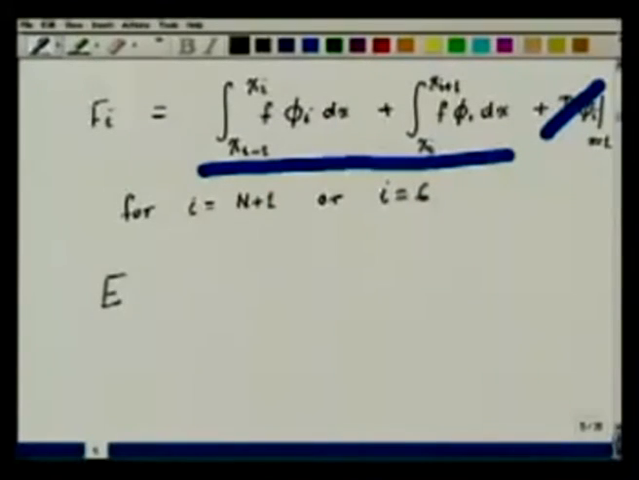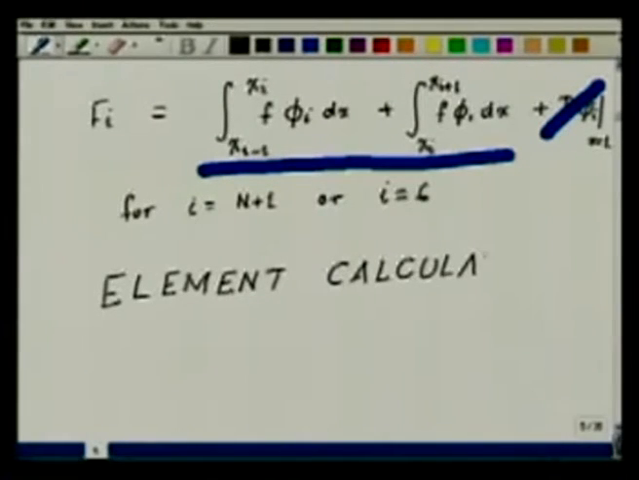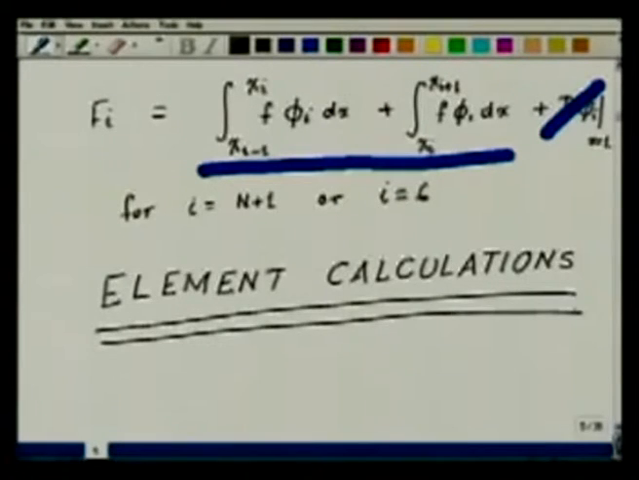So let us now go to a very important part of the finite element method, which is called the element calculations. So for these element calculations, what do we do? Let us draw certain pictures. In finite elements, one has to draw pictures. There is no way out.